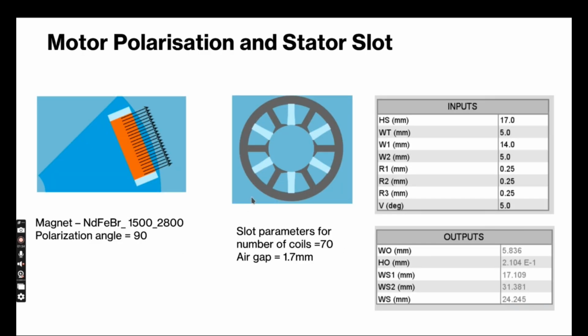Stator slot. We first thought to have an air gap of 1.7 mm, and the number of coils in each slot would be 70 coils. So there would be 140 coil sides in each slot. To achieve this, the parameters we set were height of the slot and width of the teeth to be this, and the outputs were this.